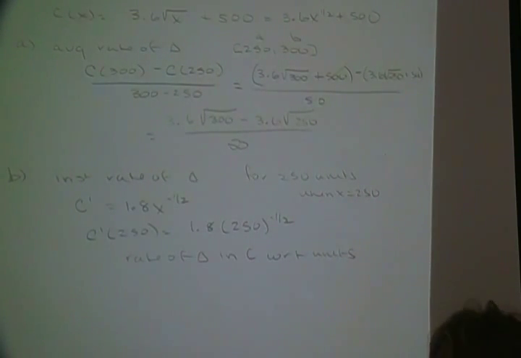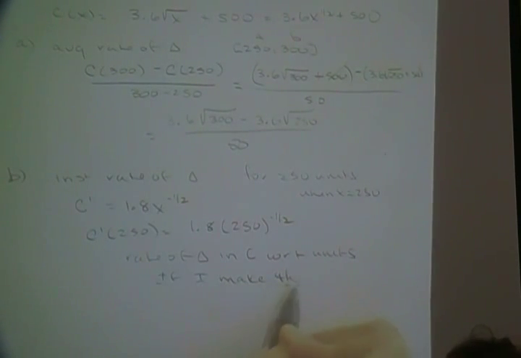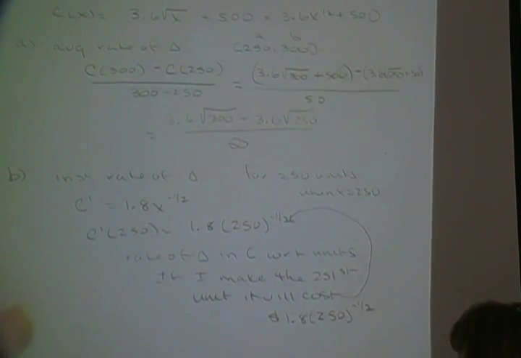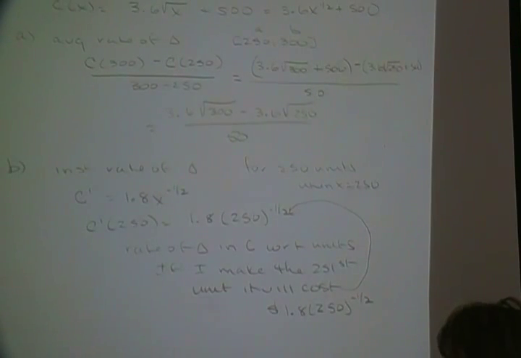In other words, if I make the 251st unit, it will cost, whatever this number is when it's calculated, dollars. It'll cost that many dollars. And again, I don't have a calculator to actually calculate it out, but whatever that is, that many dollars to make. It's the marginal cost, the cost to make the next unit.